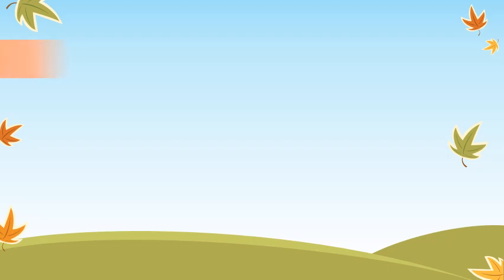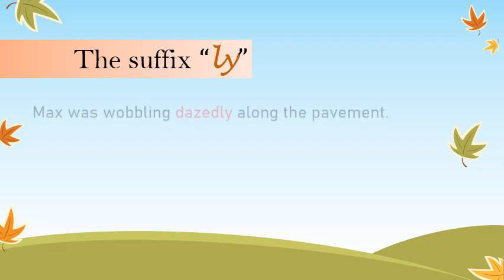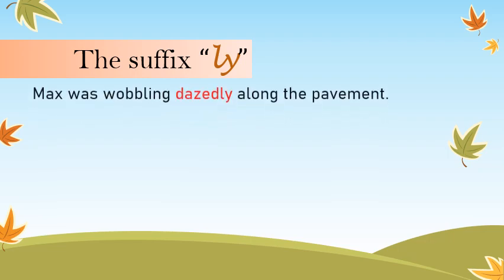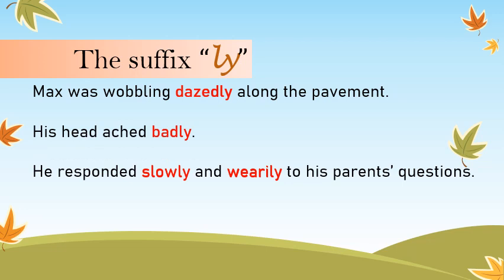The suffix "ly". Let's read the following sentences. Max was wobbling dazedly along the pavement. His head ached badly. He responded slowly and wearily to his parents' questions. Let's look at the 4 words highlighted in red: dazedly, badly, slowly, wearily. These are all words with the suffix "ly" gathered from the story.